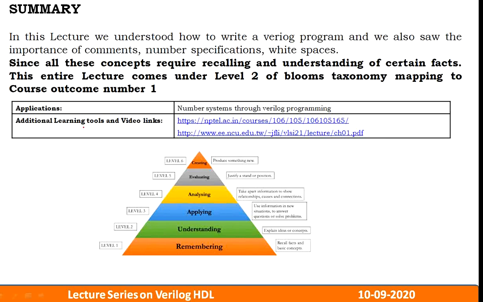Now, for additional learning and video links, you can refer to the links already given in the PDFs, and here are also certain links I have mentioned, wonderful references. And from the application point of view, this entire lecture falls in the application of representation of number systems and enhancing the readability of any program. So number systems through Verilog programming was one of the applications with respect to this particular lecture.